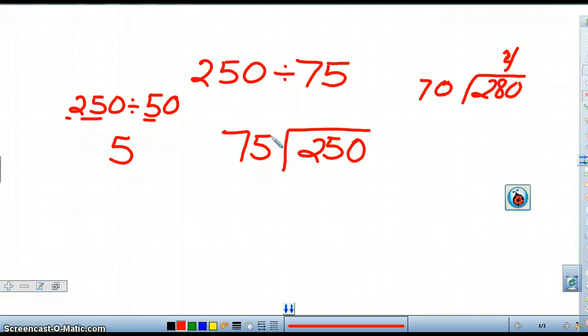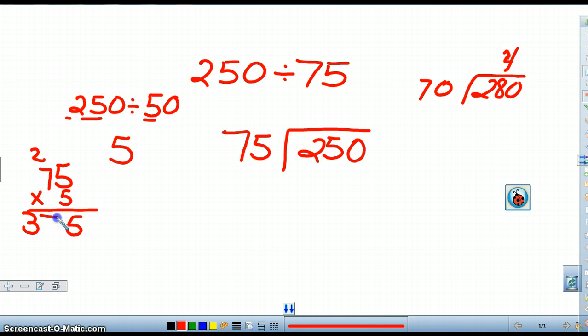So let's check. I'm going to do guess and check with what some of you suggested, 75 times 5, because that's my starting point from my compatible numbers and estimating. Okay, let's check it out. 5 times 5 is 25. 7 times 5 is 35, plus 2, 37.